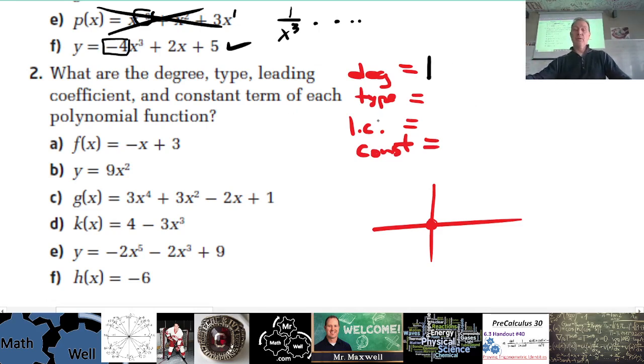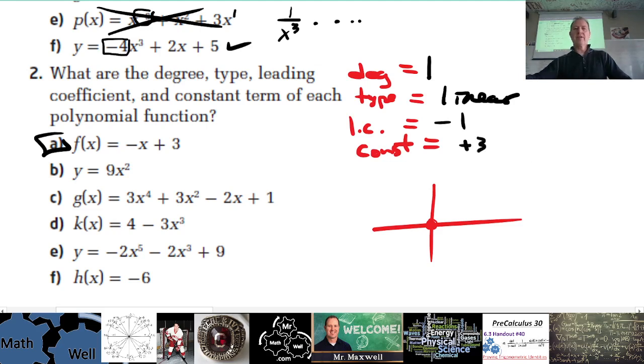What's the type? So what type of function would this be? I'm assuming they're looking for the name. Linear, yeah, linear. Okay, again, we're dealing with A here first. What is the leading coefficient? -1, very good. And the constant term is +3.